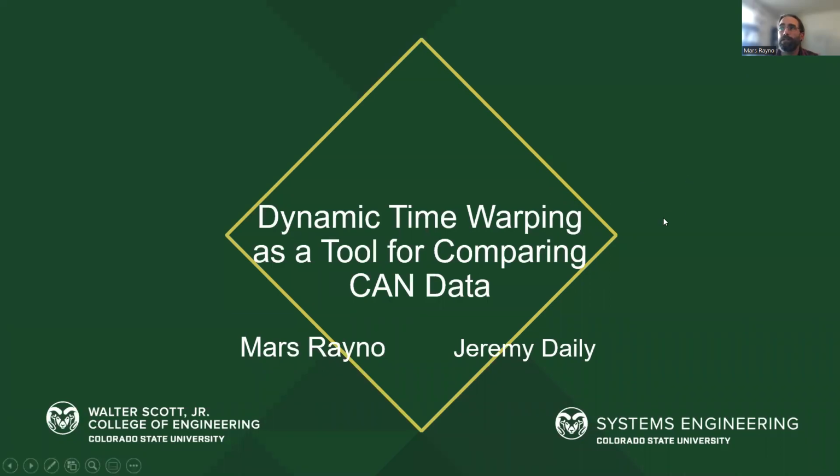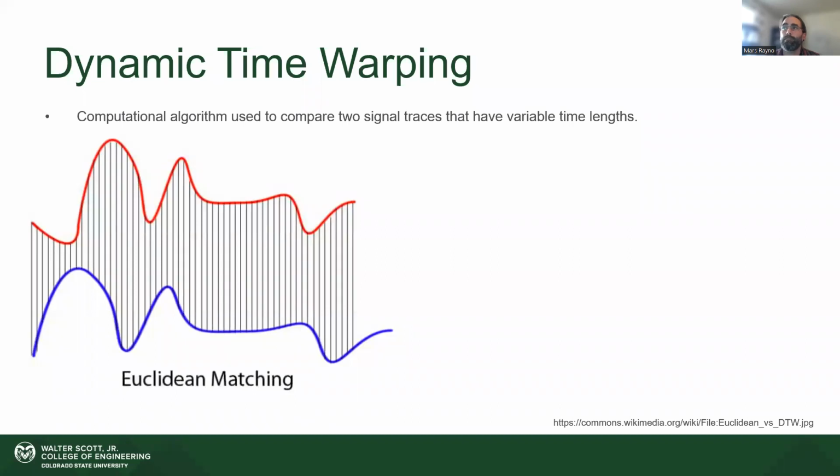Good afternoon. My name is Mars, and today I'll be talking with you all about dynamic time warping and its applications for comparing CAN data. DTW is an algorithm used to compare two similar signals that have different time lengths.